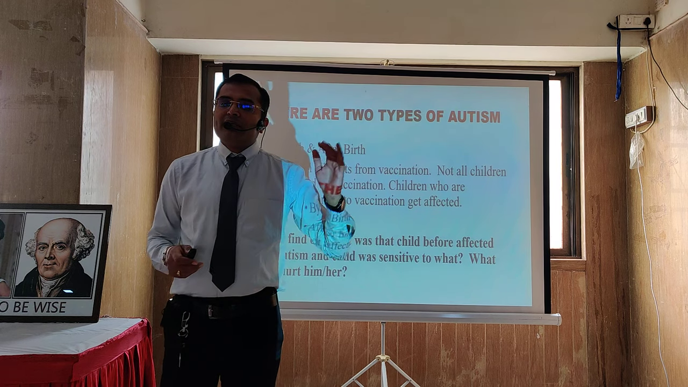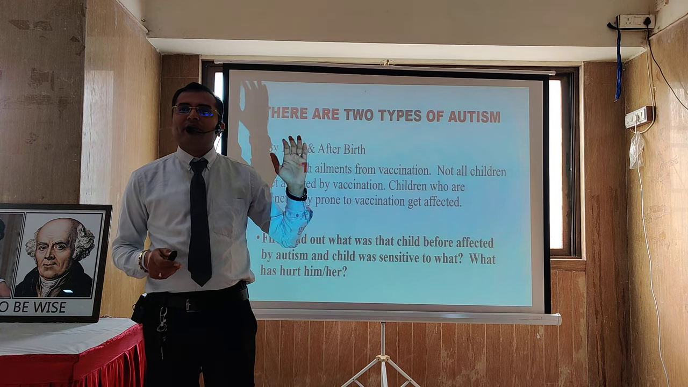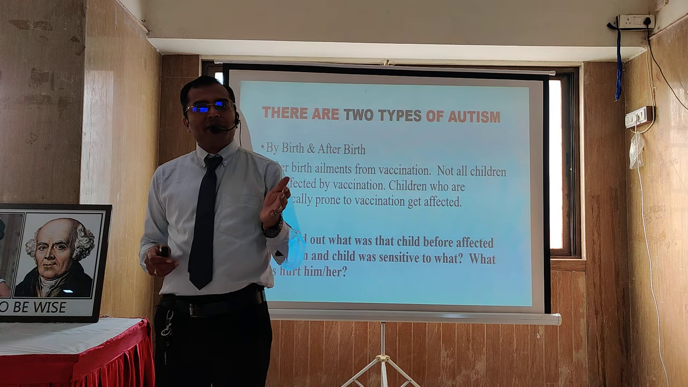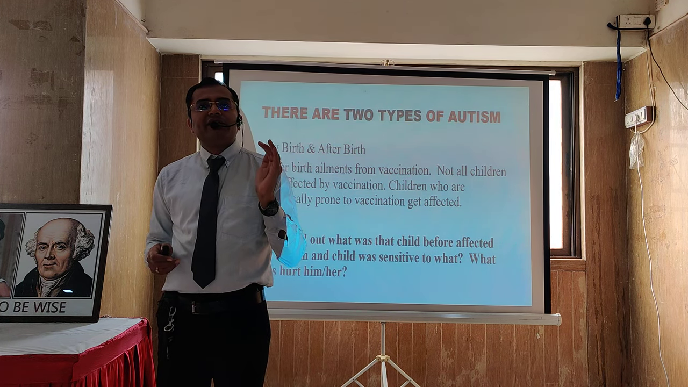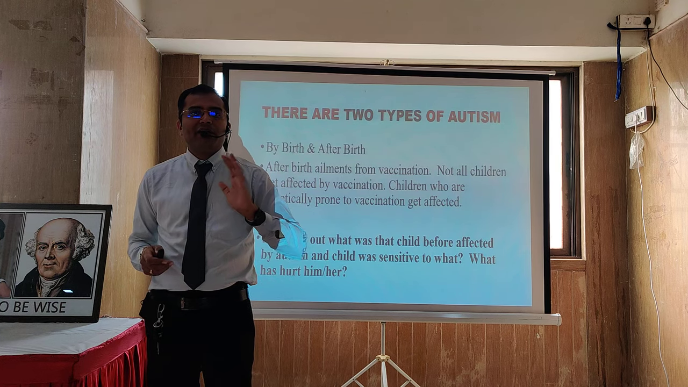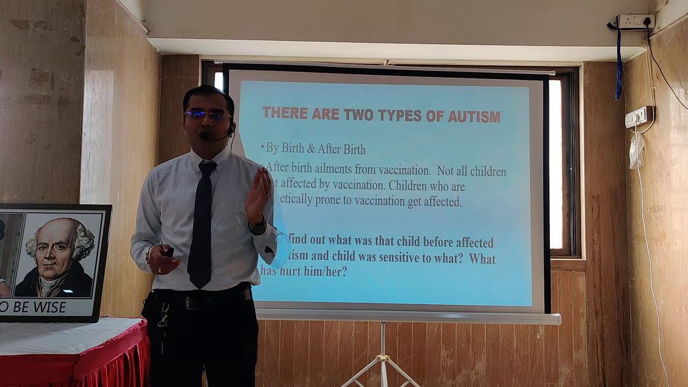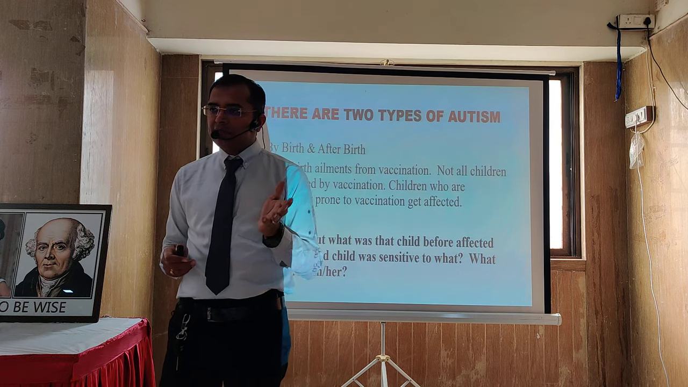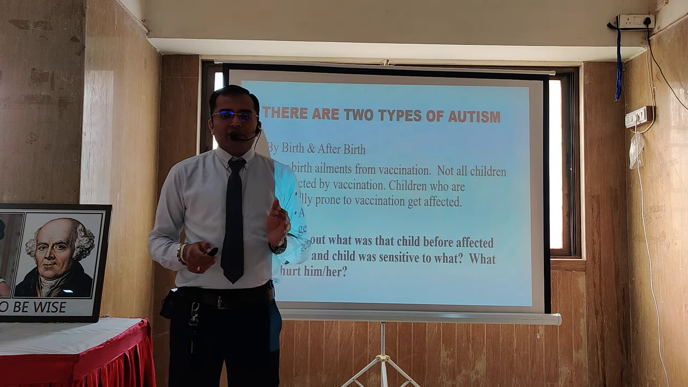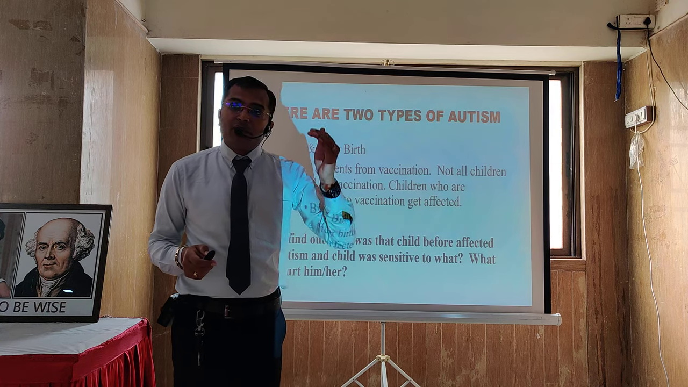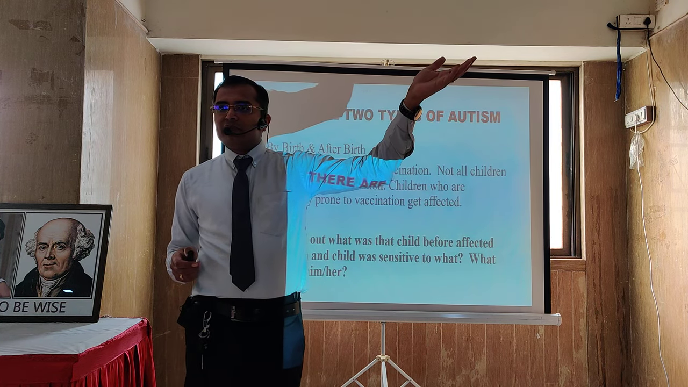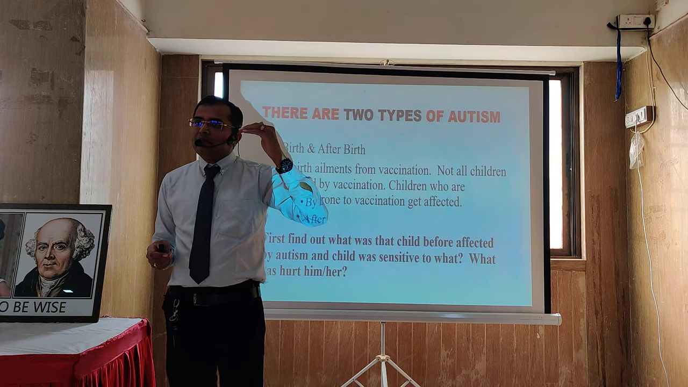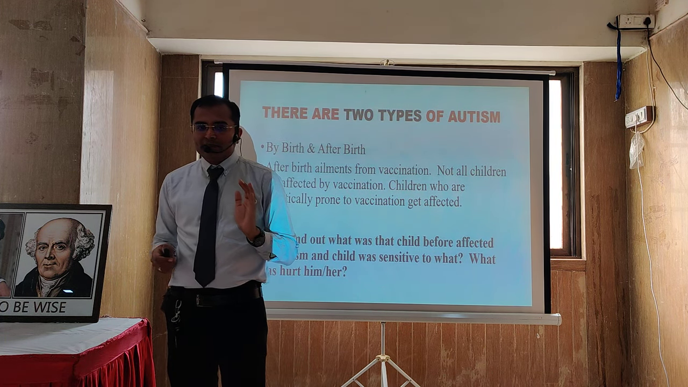After birth, sometimes it is said that vaccination is the cause. But unless and until the child is susceptible to vaccination, this vaccination cannot cause autism. Otherwise, not. Okay? So all vaccinated children cannot develop autism. This is a hypothesis. The children who are genetically prone, as written in aphorism number 31, genetically prone to vaccination, then they get autism.